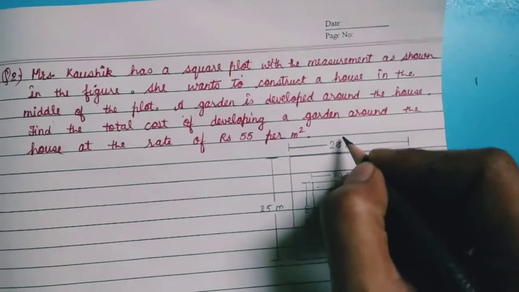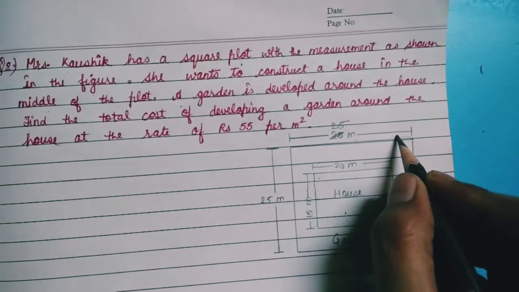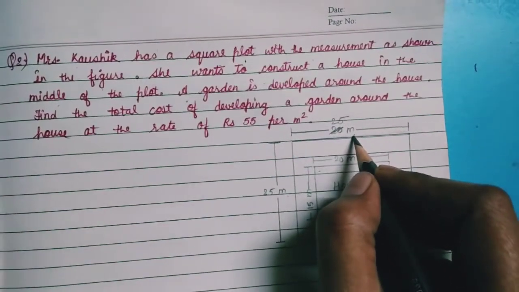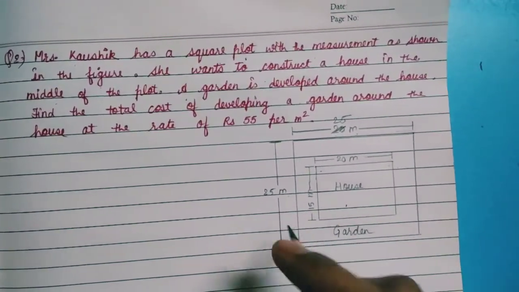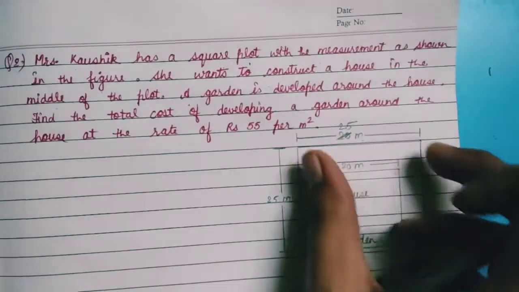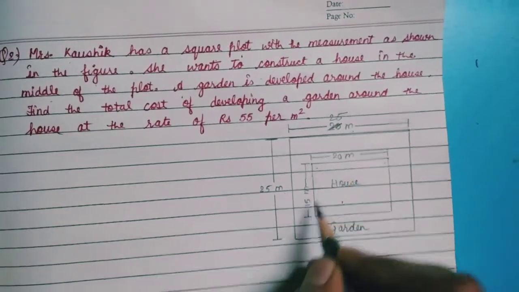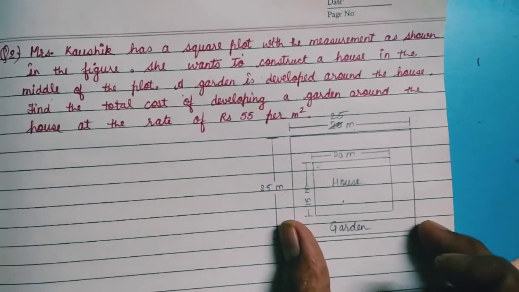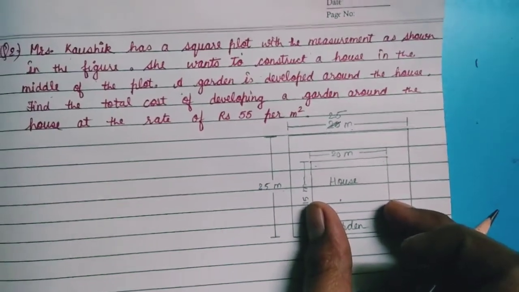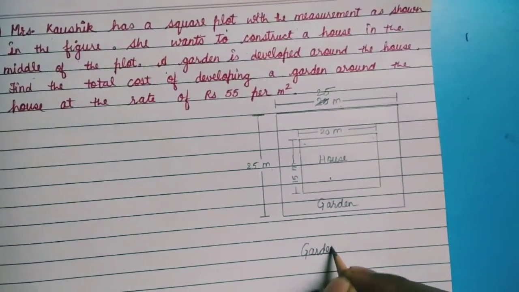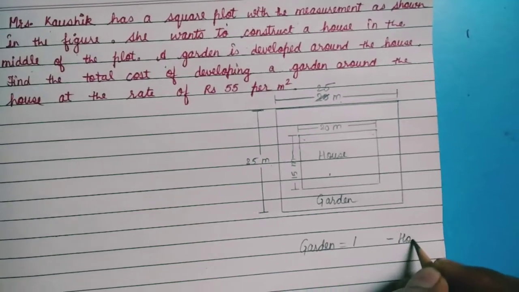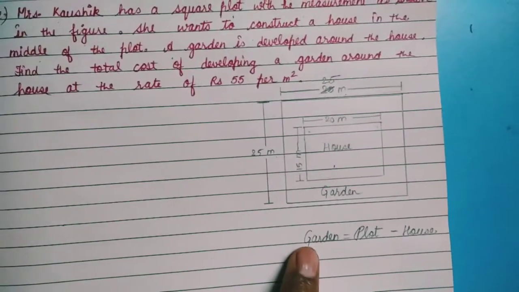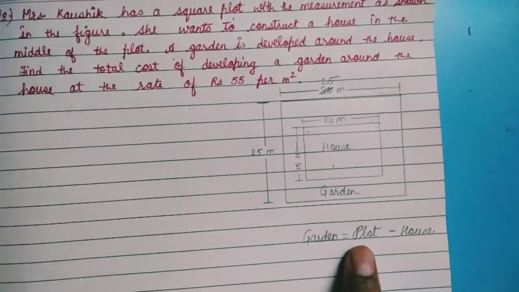So this 20 we are converting into 25. This side is also 25 meter, this side is also 25 meter. In the book this measurement is given wrong, so here we have 25 meter. Now we have the square plot with each side 25 meter, and in the middle we have a house whose measurement is 20 meter and 15 meter. So we will get the whole area of the plot, then the area of the house, and for getting the area of the garden we will subtract the area of the house from the area of the plot.